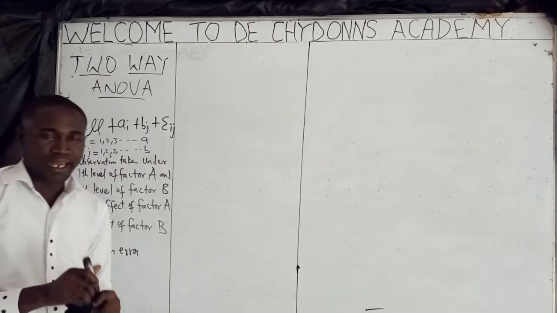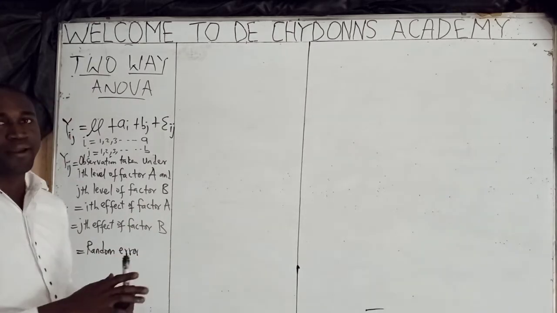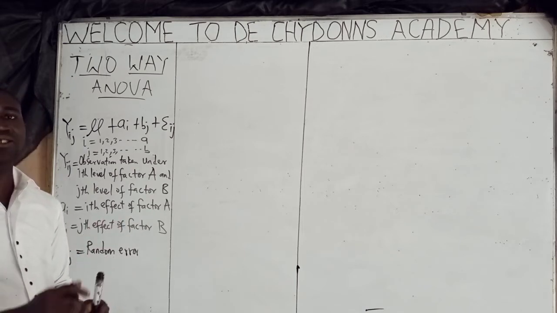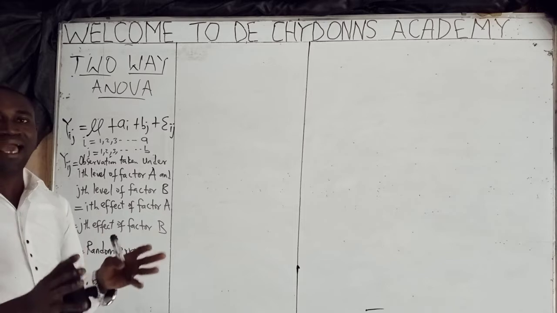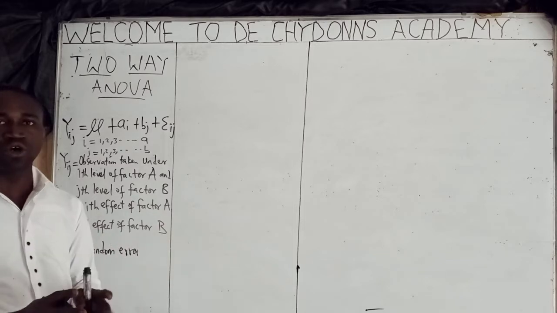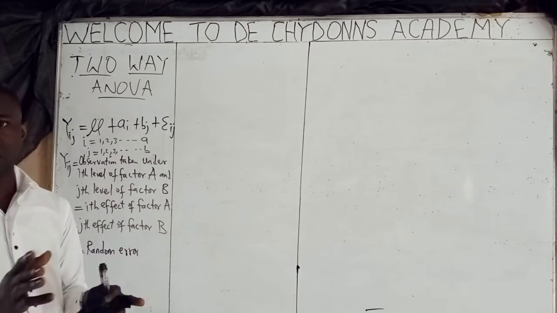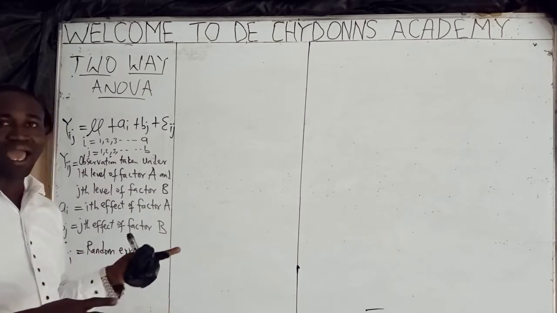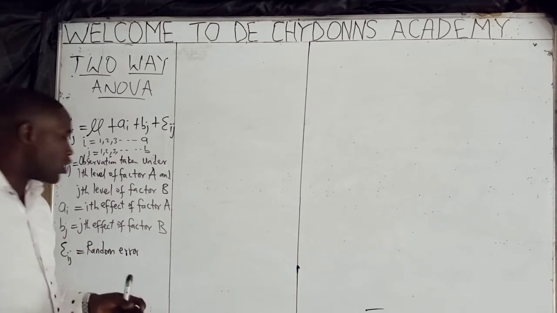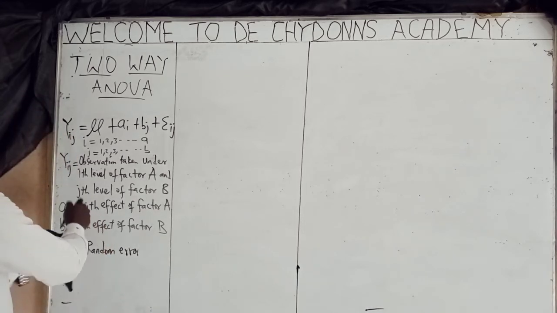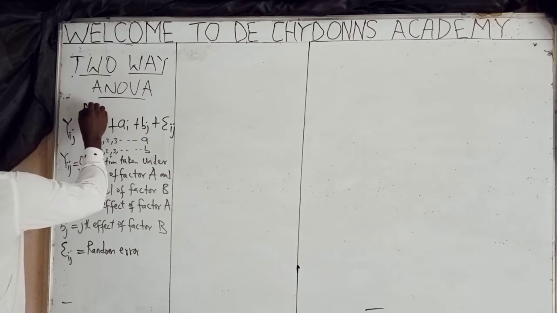Remember, in the first video on ANOVA, we realized that while you are trying to analyze the data given to you, you have to take recognizance of error, because you are not perfect, so you can encounter error while analyzing. So we must take recognizance of error. So this is the simple model of two-way ANOVA.